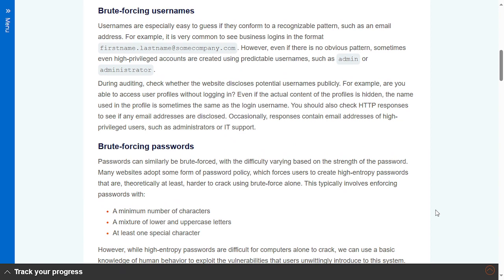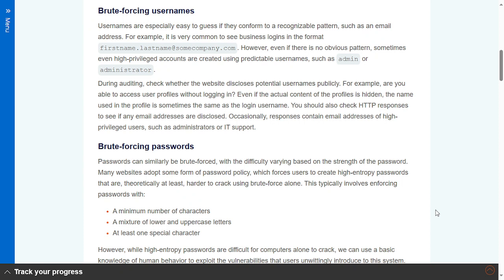Brute forcing usernames. Usernames are especially easy to guess if they conform to a recognizable pattern, such as an email address. For example, it is very common to see business logins in the format firstname.lastname@somecompany.com. However, even if there is no obvious pattern, sometimes even high-privileged accounts are created using predictable usernames, such as admin or administrator.